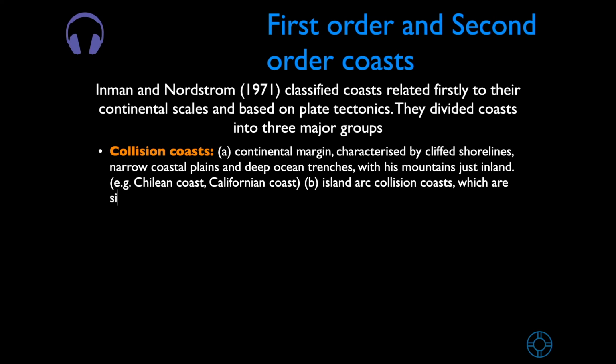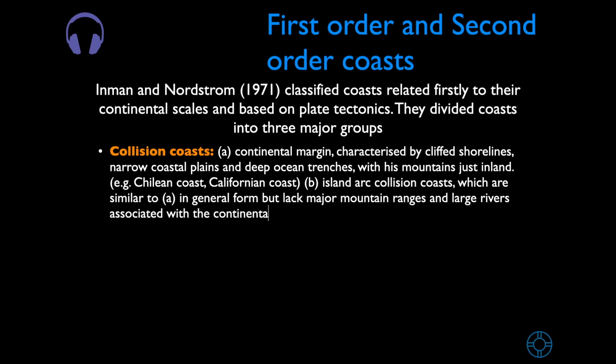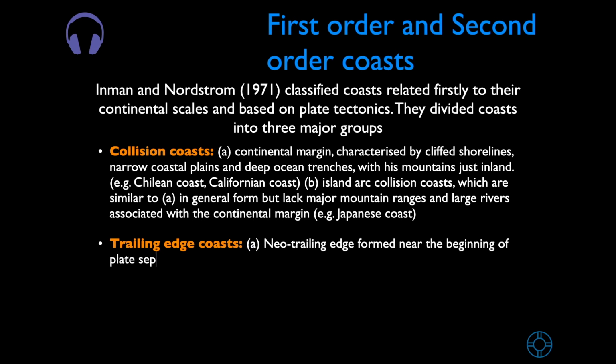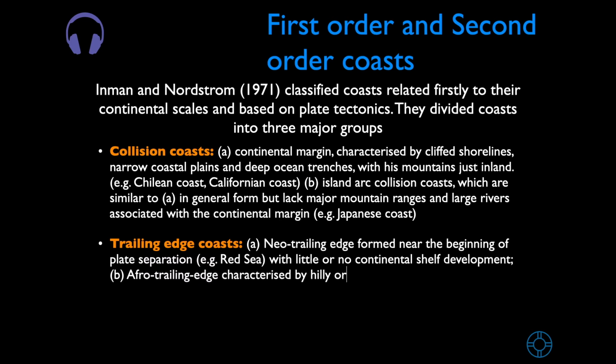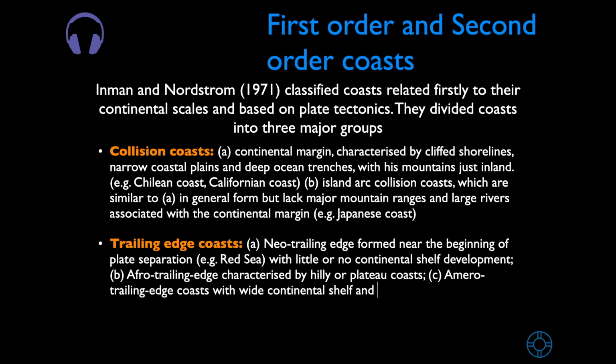B. Island arc collision coast, which are similar to A in general form, but lack major mountain ranges and large rivers associated with the continental margin. Example: Japanese coast. The second group are trailing edge coasts that can also be subdivided into A. New trailing edge formed near the beginning of plate separation, example, Red Sea, with little or no continental shelf development. B. Afro trailing edge, characterized by hilly or plateau coasts. And C. Amero trailing edge coasts with wide continental shelf and large rivers draining the inland.